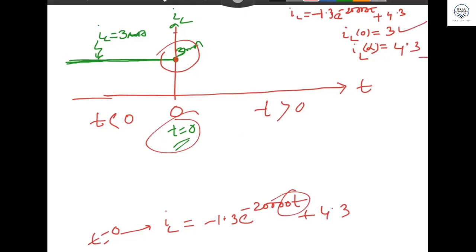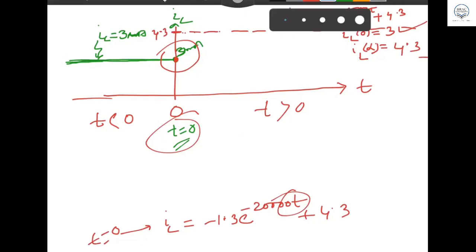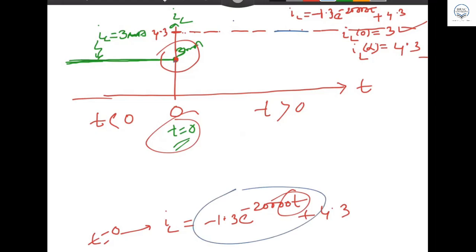The 4.3 is somewhere above this, so assume this is 4.3. Your dotted line comes like that at 4.3. That means it goes to 4.3 from 0, that is, from 3 milliampere. From 3 milliampere, it will go exponentially to 4.3. From 3 milliampere exponentially it will rise and merge with 4.3. This is the way you have to draw the curve.